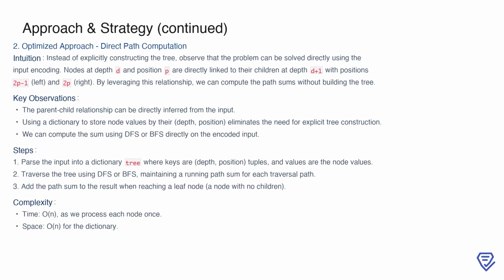Using this representation, we can traverse the tree using DFS or BFS, maintaining a running sum for the current path. When we reach a node with no children, we add the current path sum to the result. This approach processes each node exactly once, achieving O(n) time complexity, and uses O(n) space for the dictionary, making it both time and space efficient.